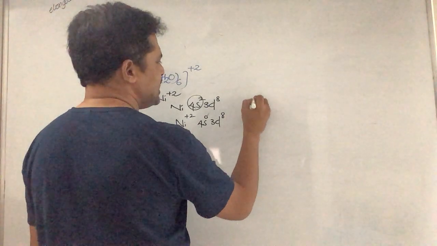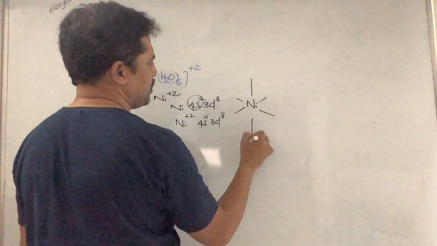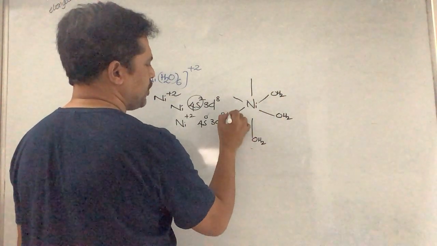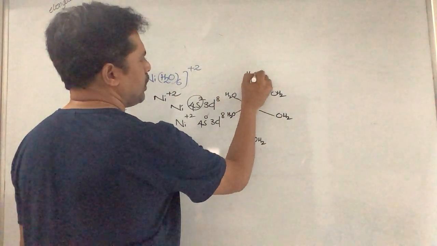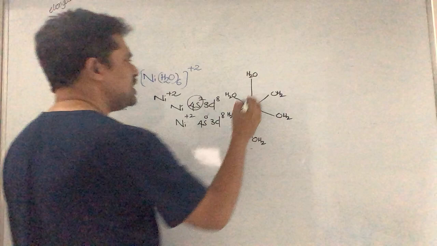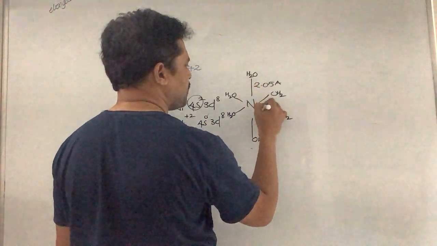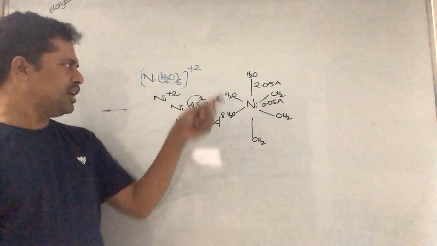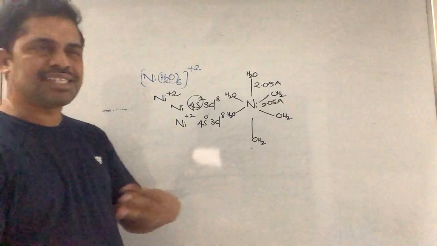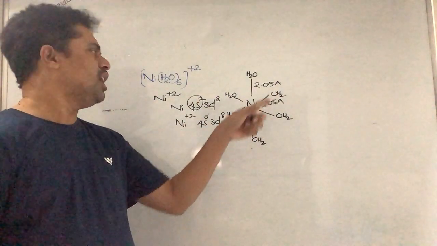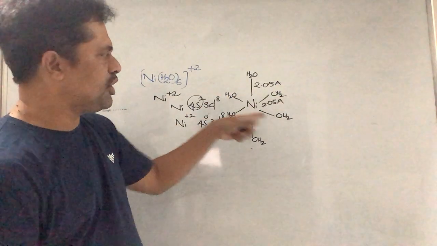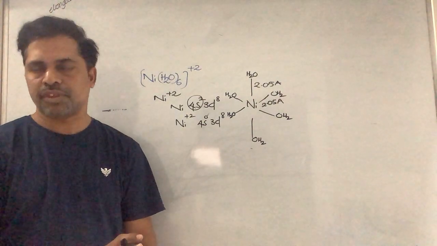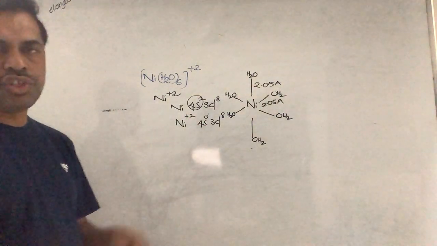Now when nickel is attached to 6 water molecules, all these bond lengths are going to be the same, 2.05 angstroms. Just now we were discussing that in the Jahn-Teller effect, equatorial and axial bond lengths are going to change. Either they will be longer or shorter. But here you can see all are showing 2.05. Equatorial 2.05, axial also 2.05. That means there is no Jahn-Teller distortion. Why in nickel +2 is there no Jahn-Teller distortion?